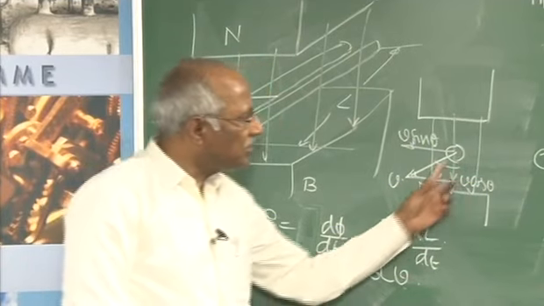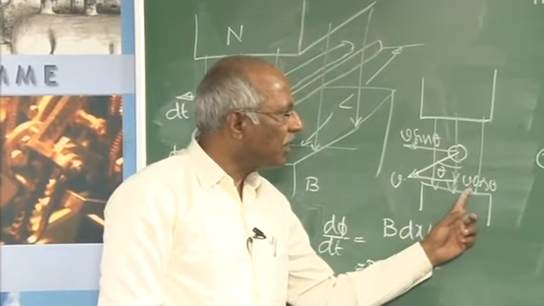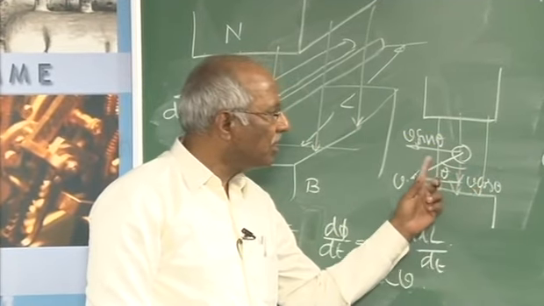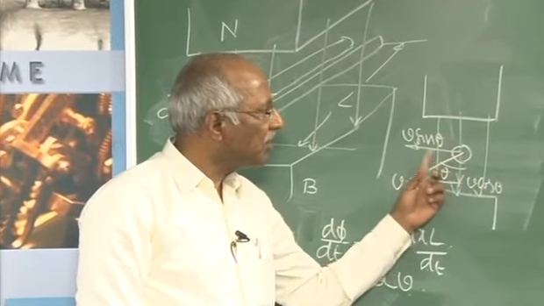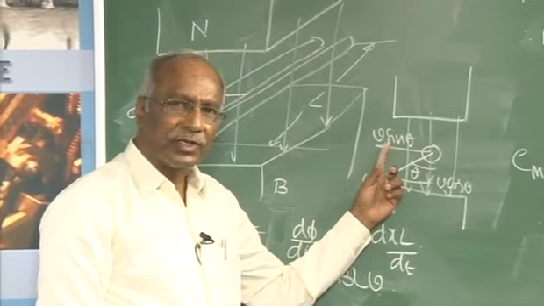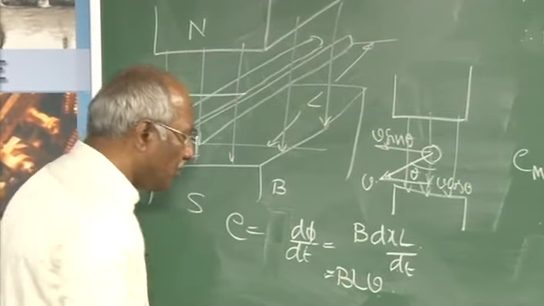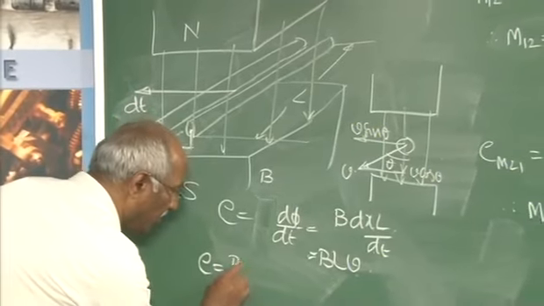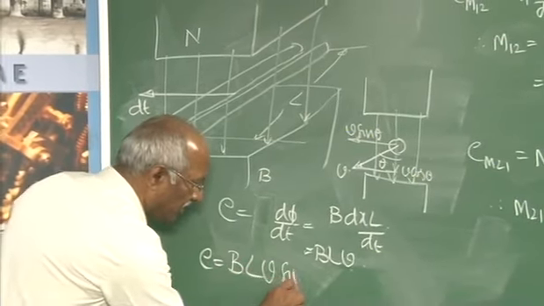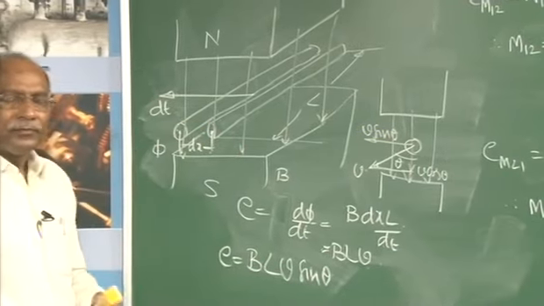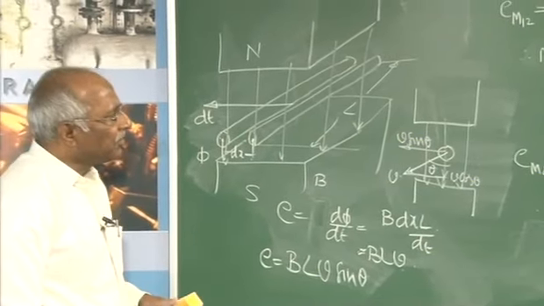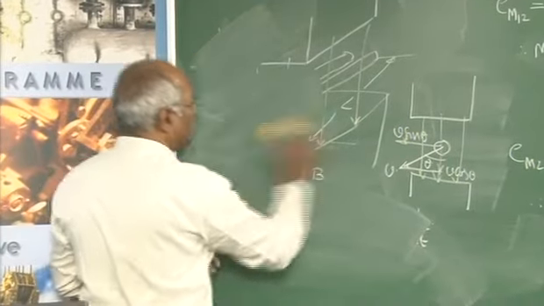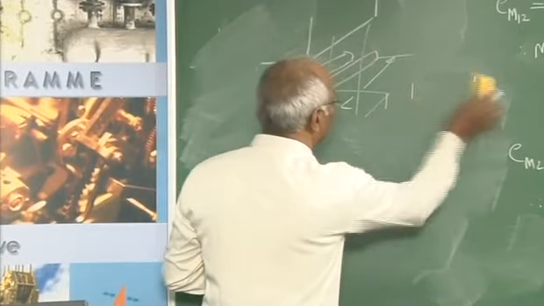The component which is along the lines of force will not lead to any induced EMF. Only the component which is perpendicular to the lines of force is responsible for inducing the EMF. Therefore, the voltage induced in a conductor moving at an angle theta will be equal to BLV sin theta. So, with this in mind, we will go for the self-induced EMF.